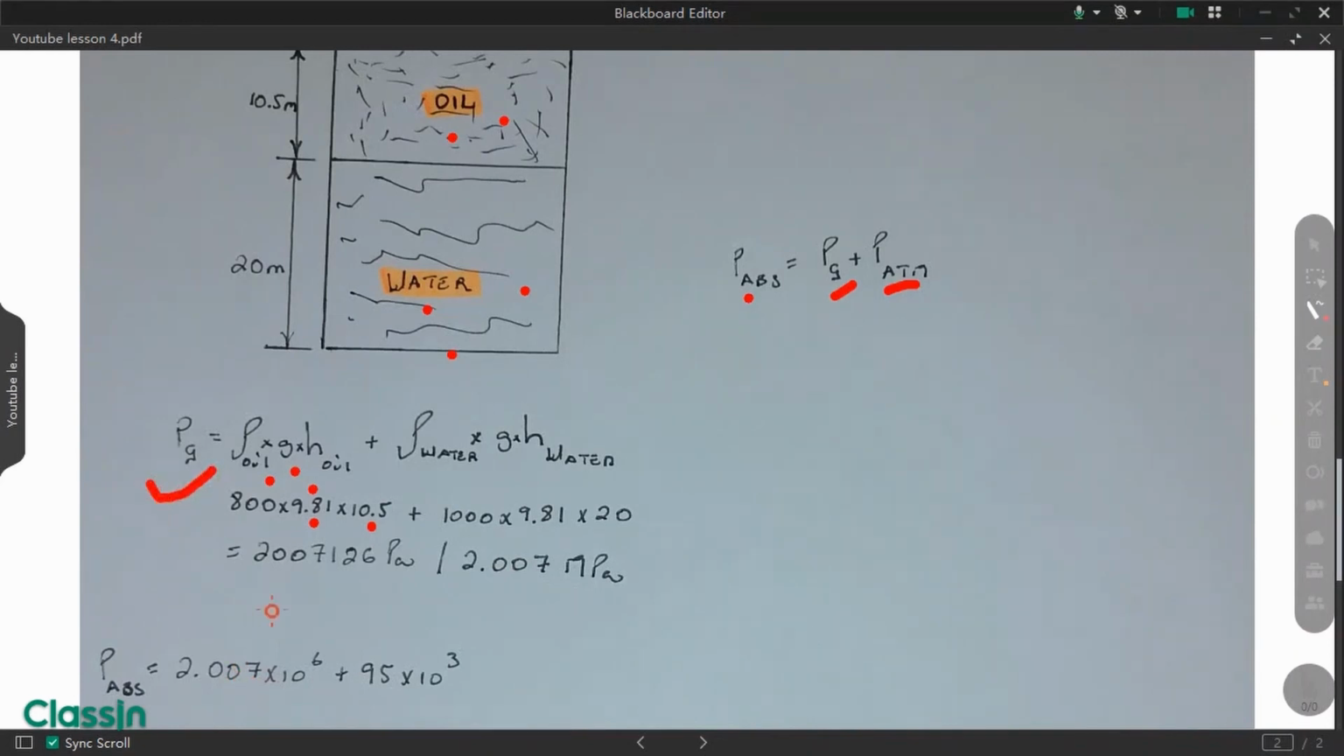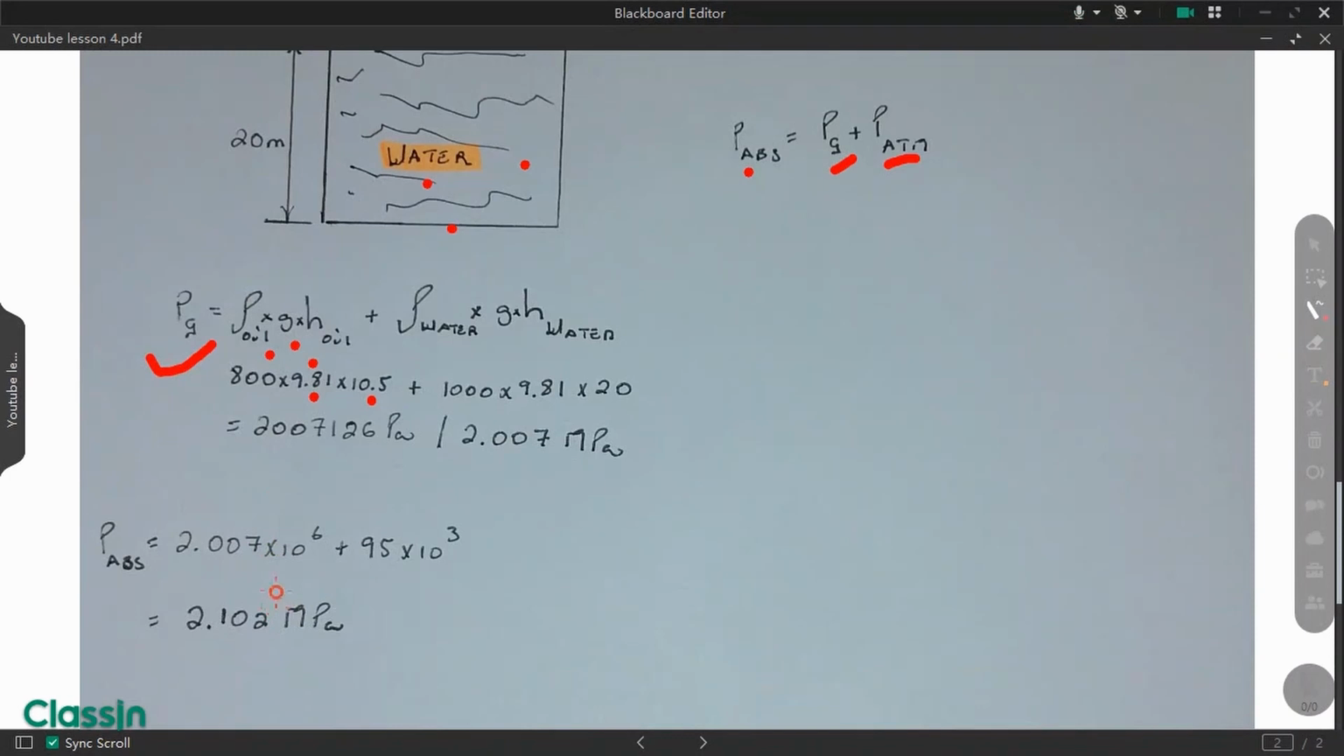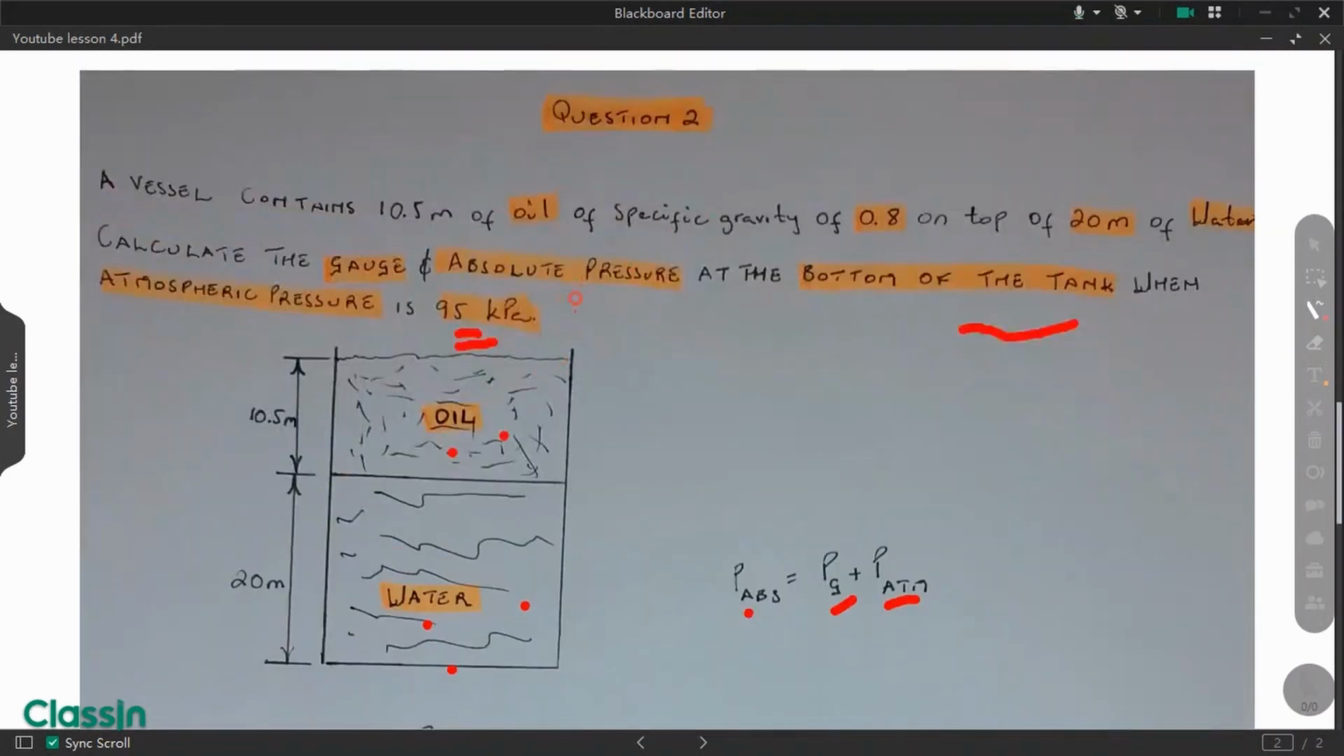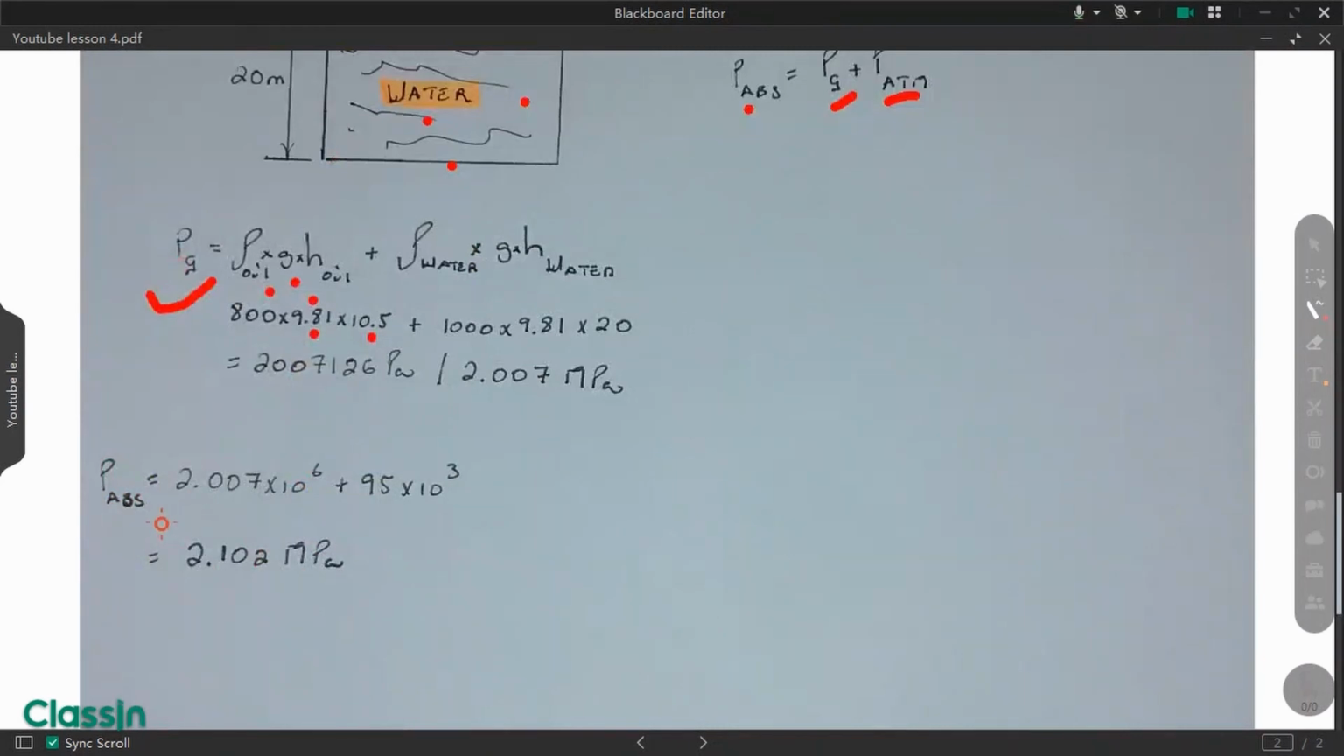We are also asked to find how much our absolute pressure is. We are given how much the atmospheric pressure is. And we know that the absolute pressure is equal to the gauge pressure, which is this one, plus the atmospheric pressure. So we add them together to get 2.012 megapascals.